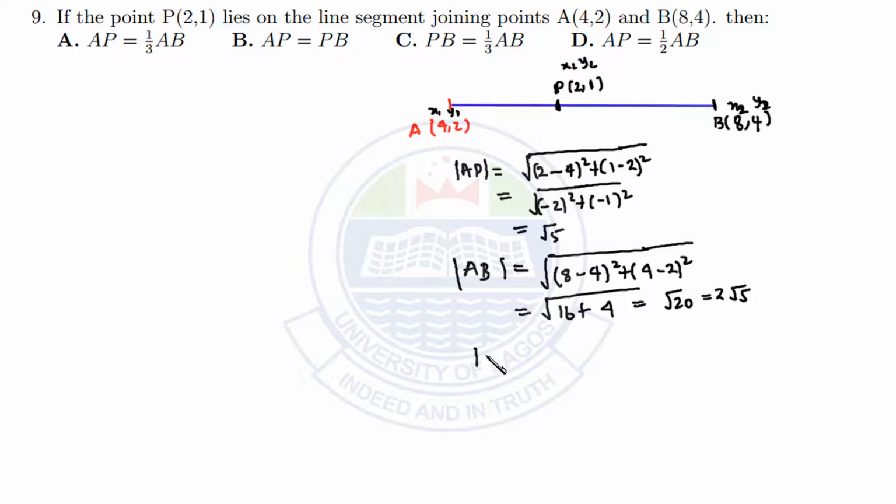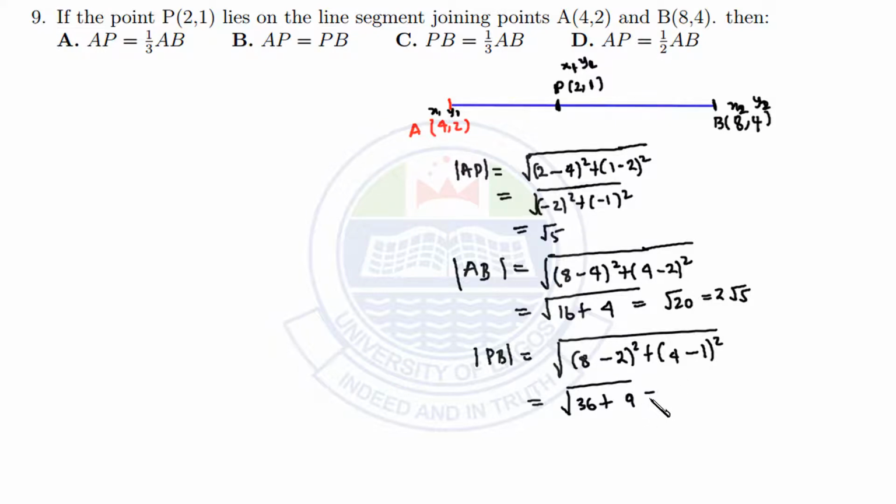And let's try to calculate one more distance, the distance between P and B. Taking P as x1, y1, we have the square root of x2 minus x1 all squared plus y2 minus y1 all squared. So we have the square root of 8 minus 2, which is 6 squared, is 36, plus 4 minus 1, which is 3, 3 squared is 9. So we have the square root of 45, which can be written as 3 square root of 5.